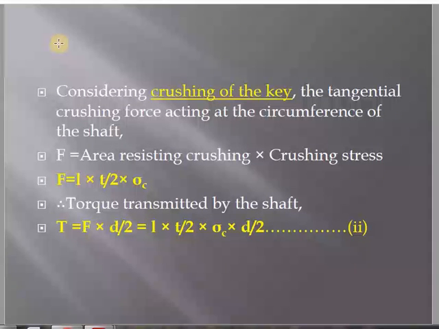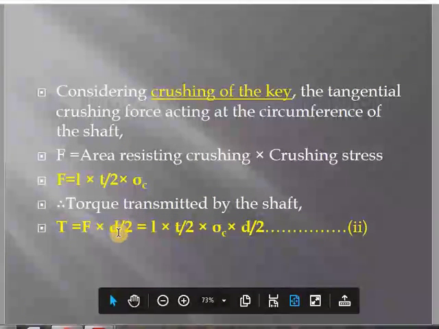Considering crushing strength of the key, the tangential crushing force acting at the circumference of the shaft can be taken as F is equal to area resisting crushing into crushing stress, and area resisting crushing can be taken as L into T by 2 into crushing stress sigma C. Therefore, torque transmitted by the shaft can be written as T is equal to F into D by 2, where F can be written as L into T by 2 into sigma C, and into D by 2, where this parameter is nothing but the F, and this is D by 2.